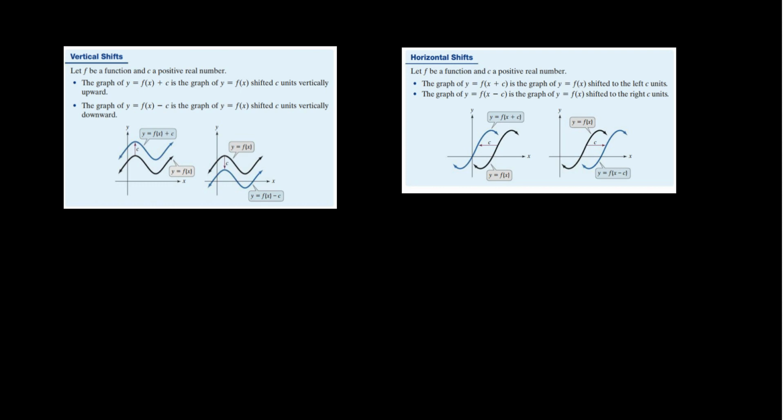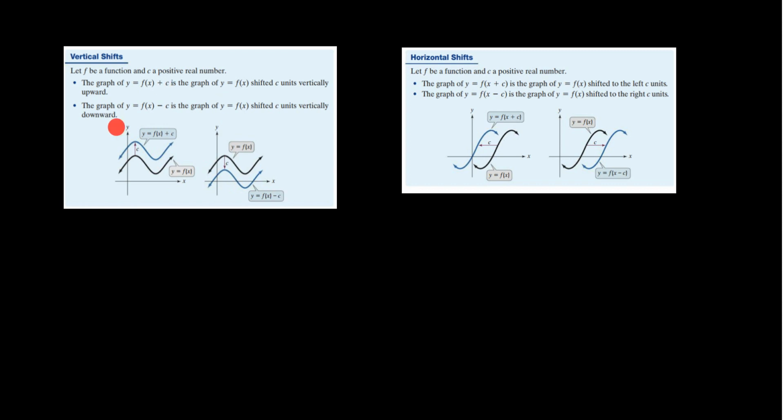So looking first at vertical shift, right? If we have some function f and c is a positive number, it doesn't matter what the number is, then if we take the function and add or subtract that positive number, if we add, we shift vertically upward. If we subtract, we shift vertically downward. Looking at our drawing here, the black is my original equation, and if we add some constant, we shift up, and if we subtract some constant, we shift down.